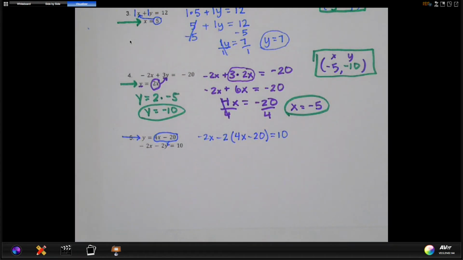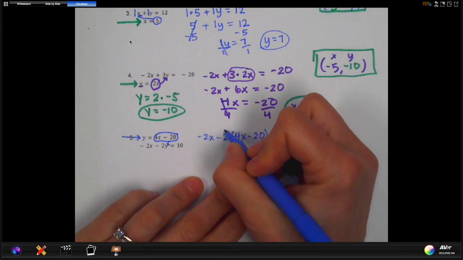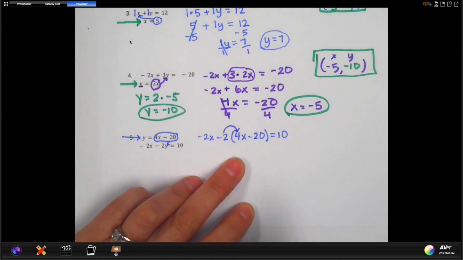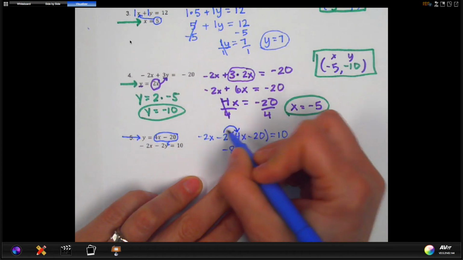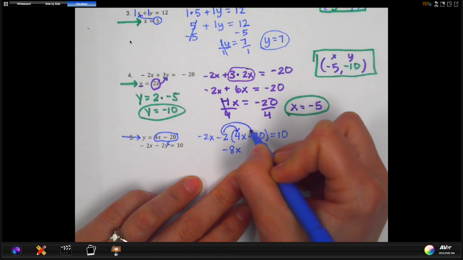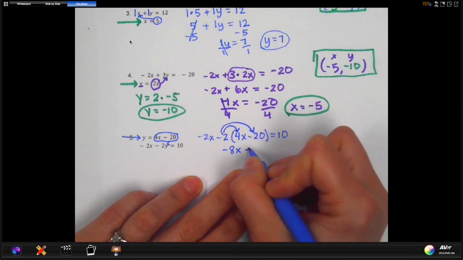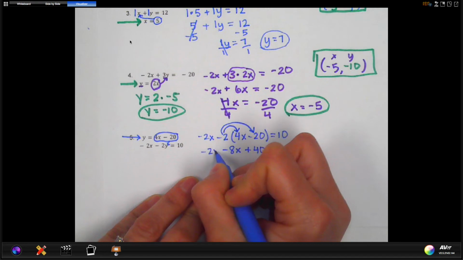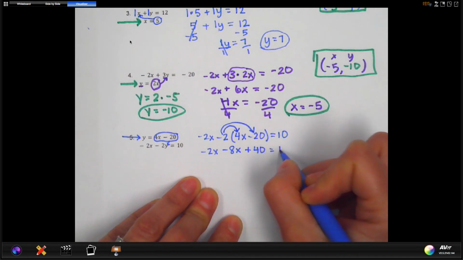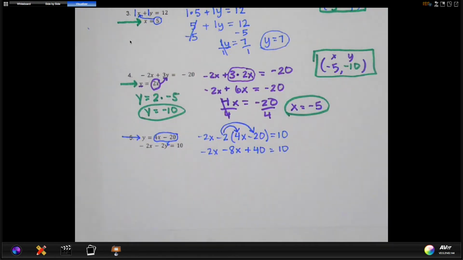Now, you have to remember what we do to get rid of parentheses, and that is distribute or multiply. So we're going to multiply negative 2 times 4x and get negative 8x. Then we're going to multiply negative 2 times negative 20 and get positive 40. Then we're going to bring down negative 2x, and we're going to bring down equal and 10. And we've got to look at what we have.